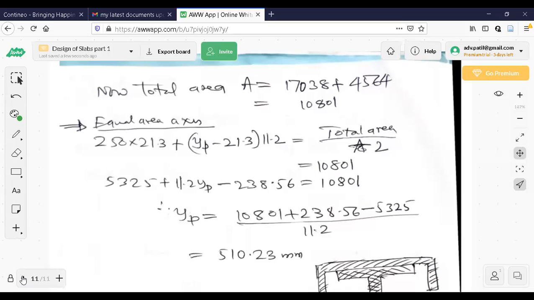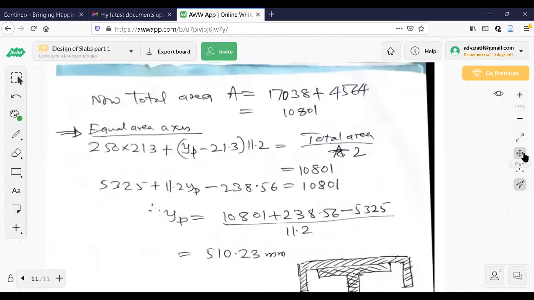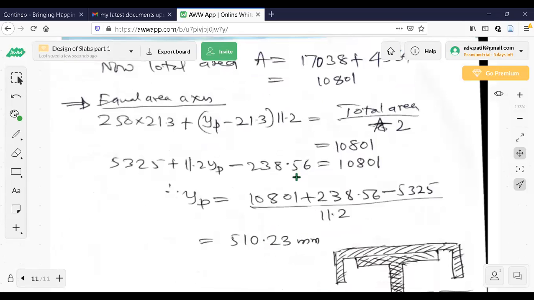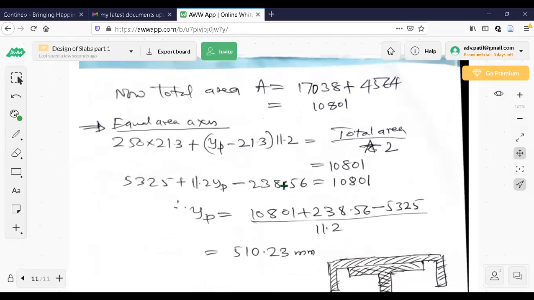Just calculate it, because I'm going to explain only this page now. After this, I'll stop. Only one page is this page. Once it is done, I'm going to stop it. Just give me this total area. Is it 10801? No, sir, it is 21602. Yes, correct. Divided by 2 is 10801. Here the calculation is correct.